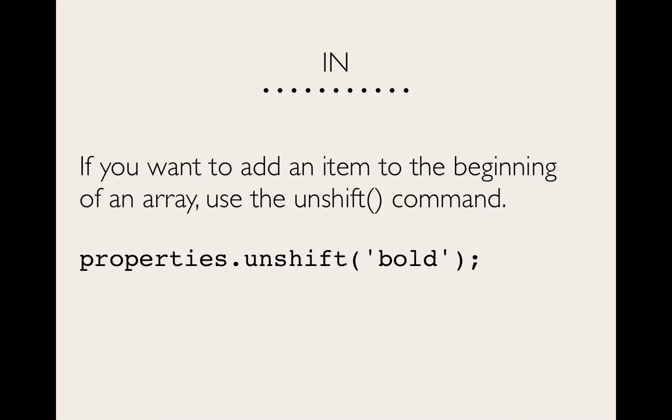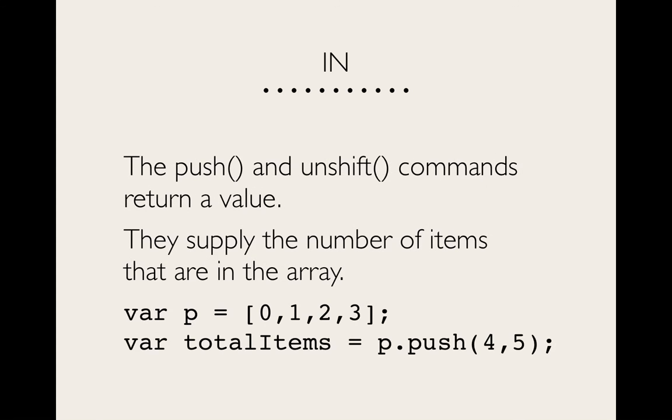For example, if you want to add something to the beginning of an array, you use the unshift command. Little bit strange, little bit obtuse, but to add it to the beginning of an array in position 0, you would use unshift. The push and the unshift commands also return a value. So if you're using them, you can use the result of the assignment as having a value.